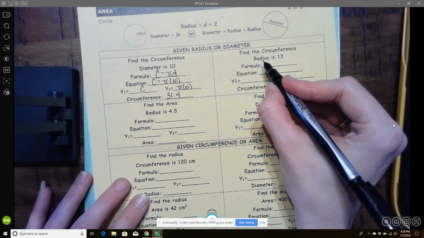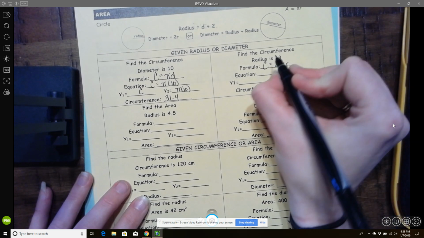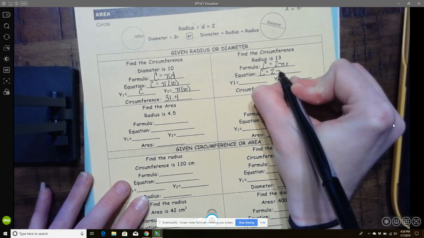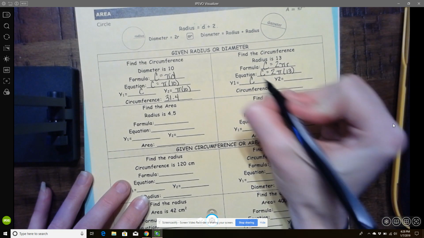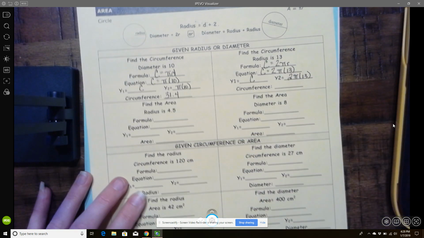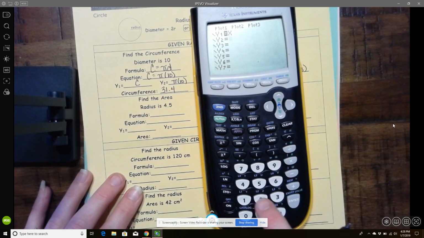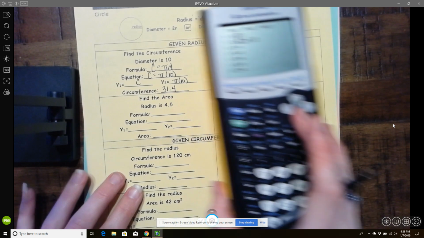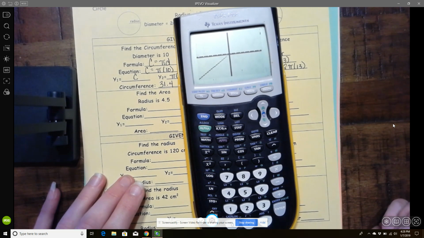So here's another circumference one. This time I have the radius. So my formula here is going to be 2 pi r. And if I substitute and create an equation, I can put a 13 in for that r. So now I have c goes into y1, and 2 pi 13 goes into y2. So this is still going to be an x. Here, though, I'm going to have 2 pi and then 13. So we graph it. And so I need to zoom out.